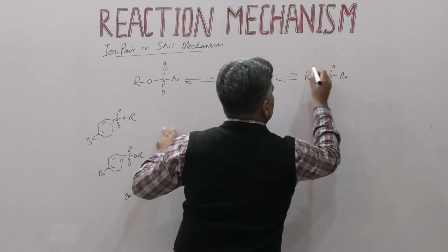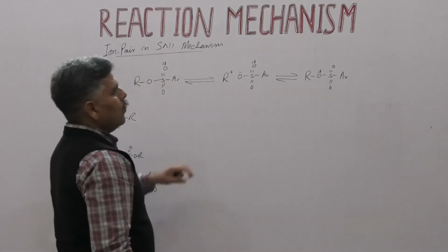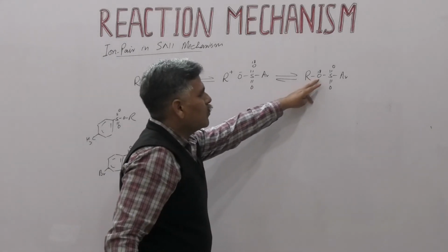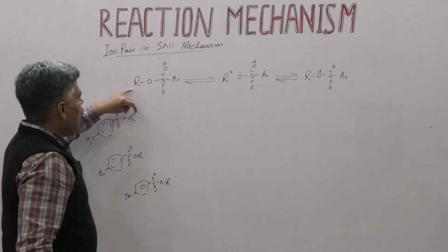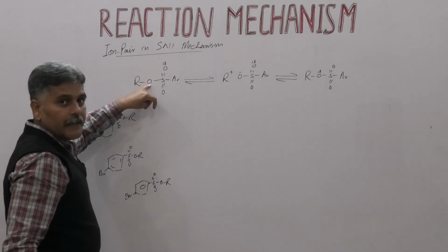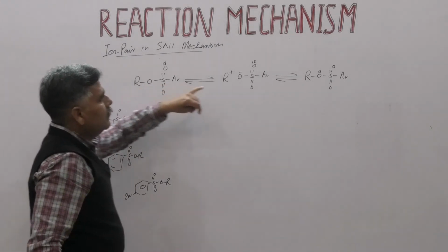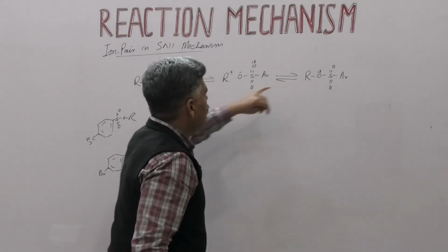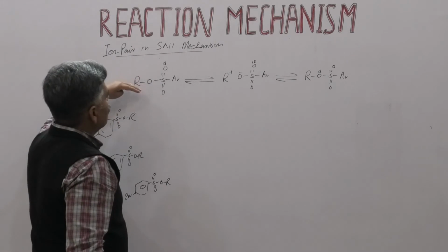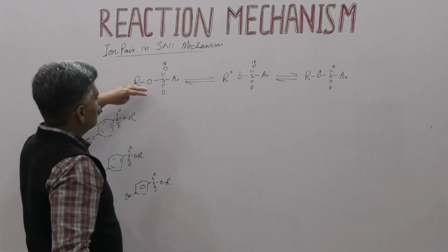Then after some time, if you have not added any attacking nucleophile, we have R O S double bond O Ar. So R is attached with the oxygen which is labeled, though in the case of our reactant, R is attached with the oxygen which is not labeled. So how is this product formed with the changed attachment of R with oxygen?